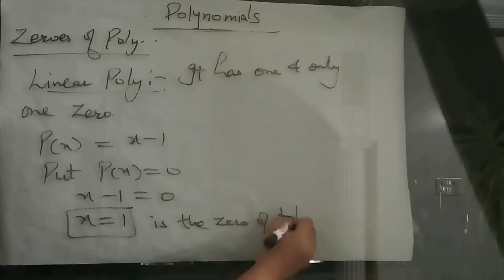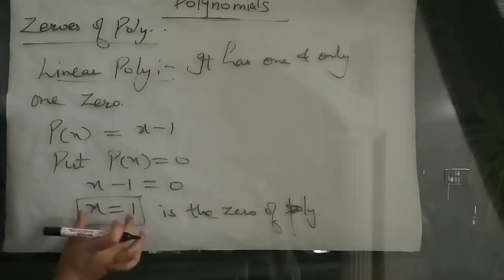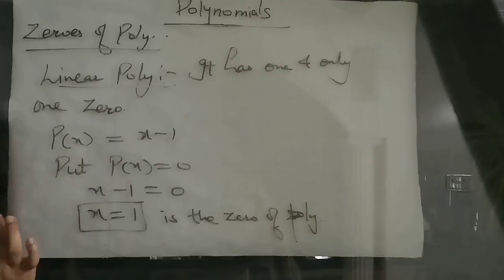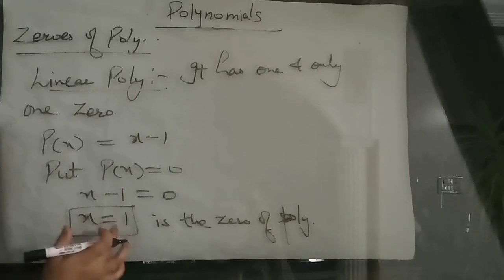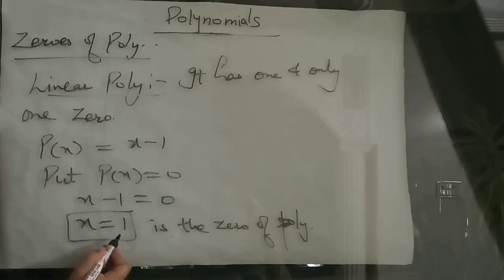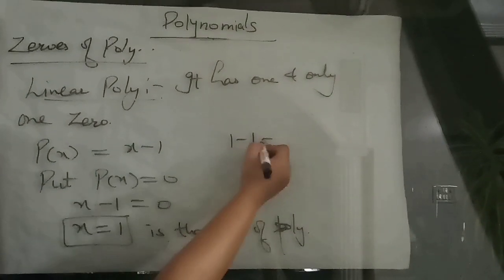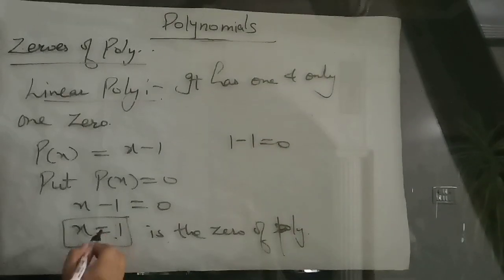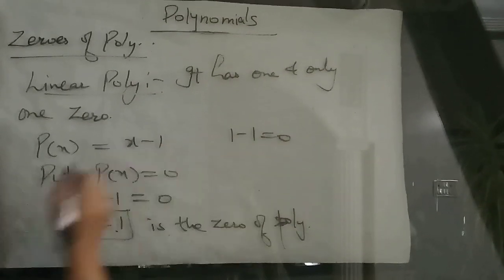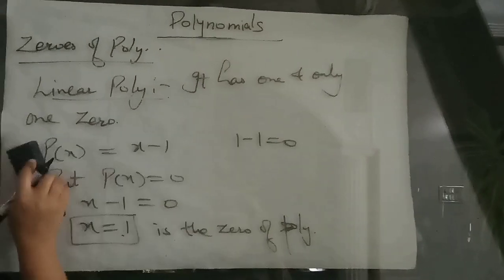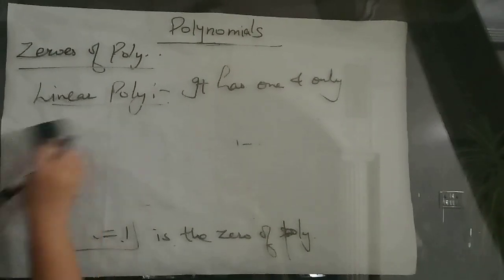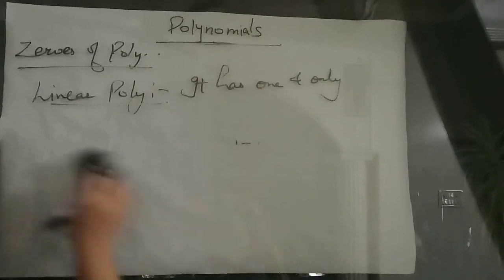In previous classes, we said that this is a solution of the polynomial. Now we say that this is a zero of the polynomial, the number which satisfies it, making it 0. 1 minus 1 is 0. So we will say 1 is the number which makes your answer 0, so it is the zero of the polynomial. So a linear polynomial has one and only one zero, and its degree is also 1.